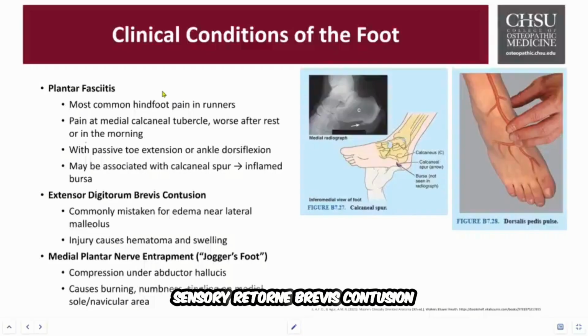Another one is the extensor digitorum brevis contusion. This is often mistaken for edema near the lateral malleolus. It causes swelling and hematoma. And we also have medial plantar nerve entrapment, called jogger's foot. This is when there's compression under the abductor hallucis, and it creates a burning, numbness, tingling sensation.